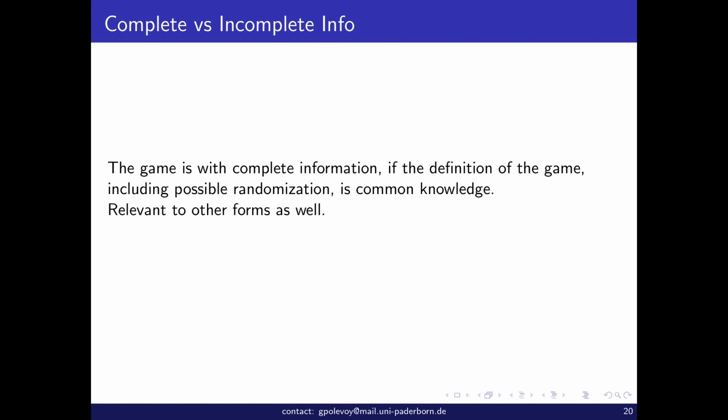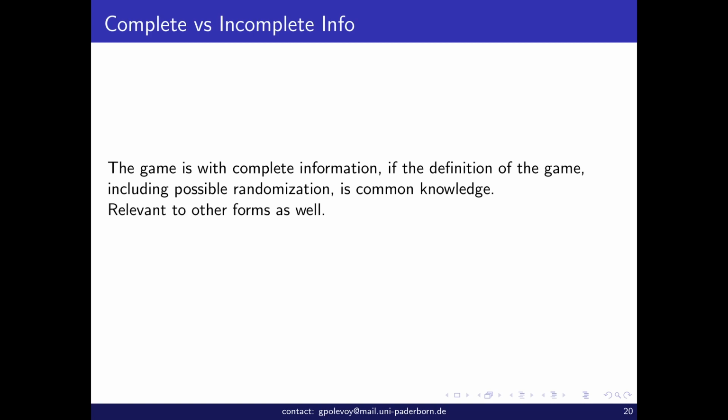Another important thing to say is that a game is said to have complete information if the definition of the game is known: who are the players, what are their possible strategies, and what are the utilities for each strategy profile, including the possible randomizations, which we don't introduce here yet. The strategy can incorporate whatever, but this matters when we go to the extensive games.